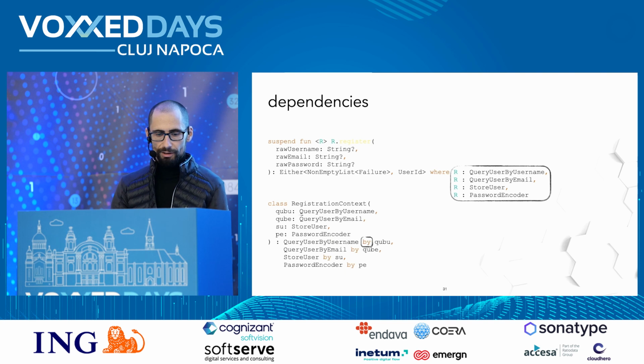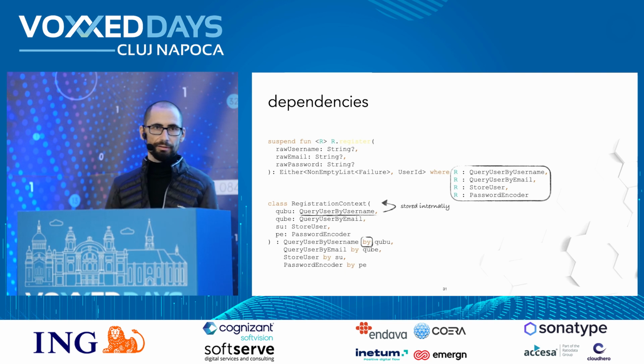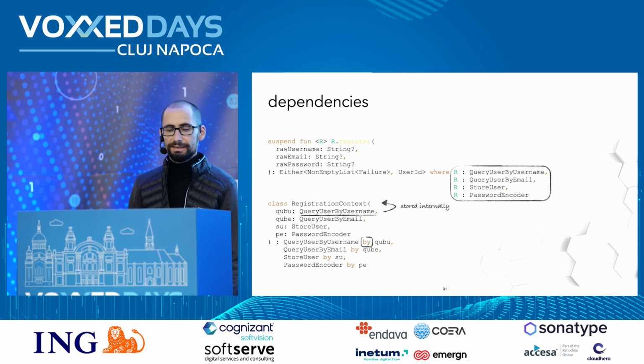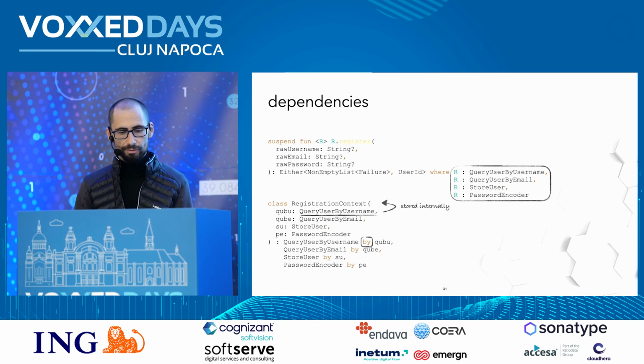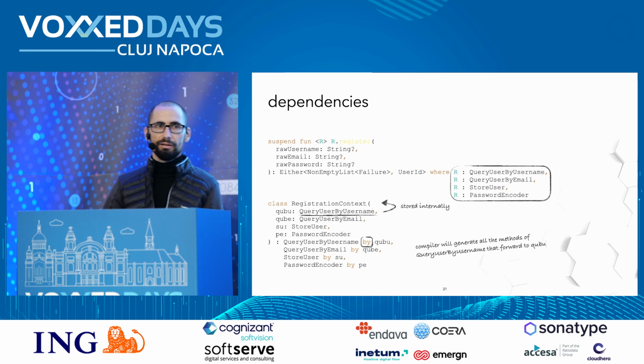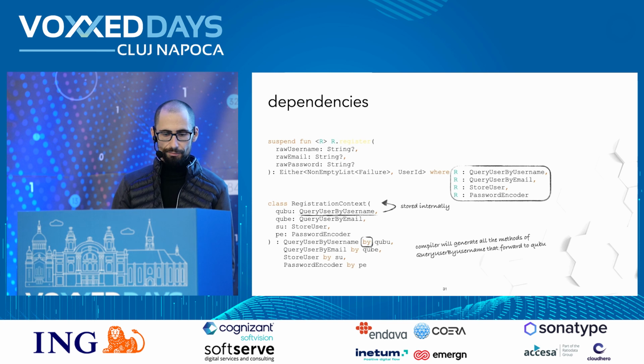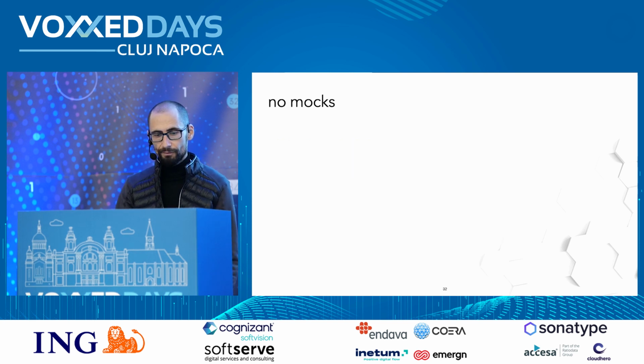And what we are doing here, for each of our types, we are basically storing them internally in our registration context class. But that's it, because the compiler will take care of everything else, which means it will generate all of the methods that are part of the types that we are storing internally inside the registration context, which is cool because we're going to see immediately how this helps.